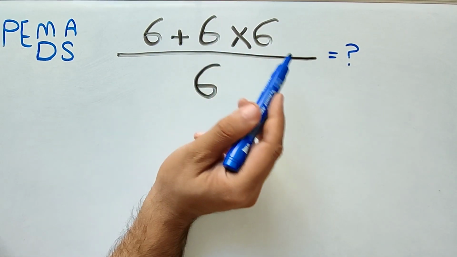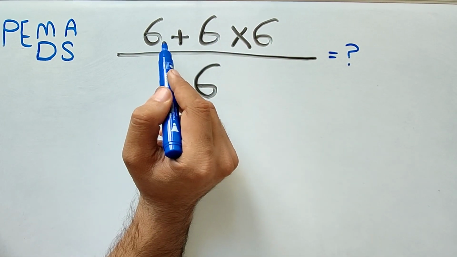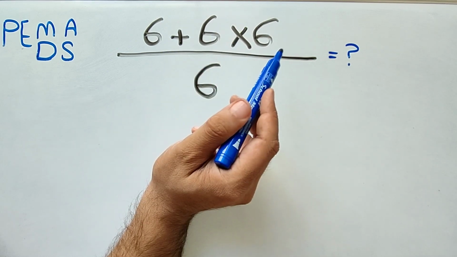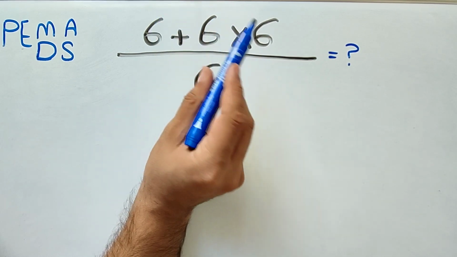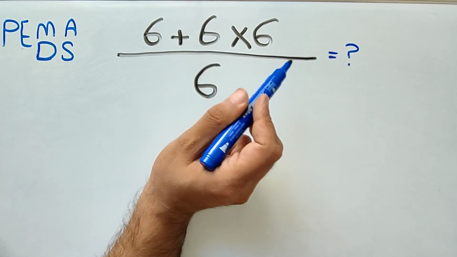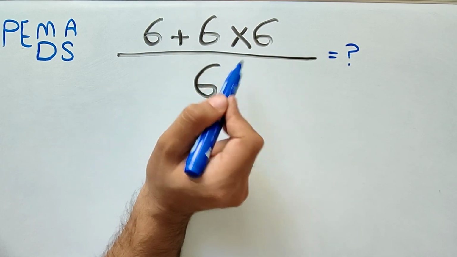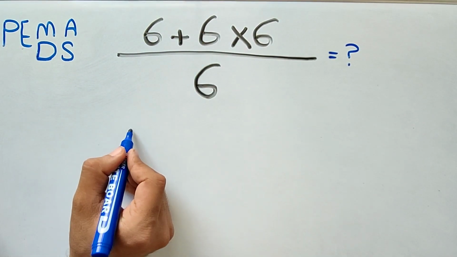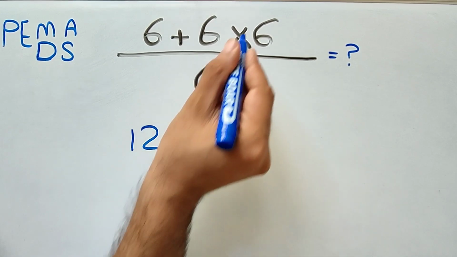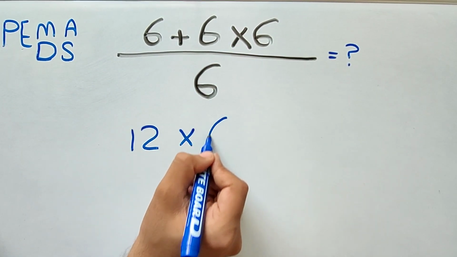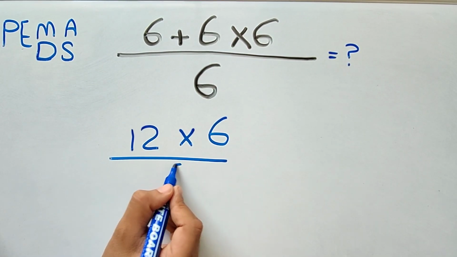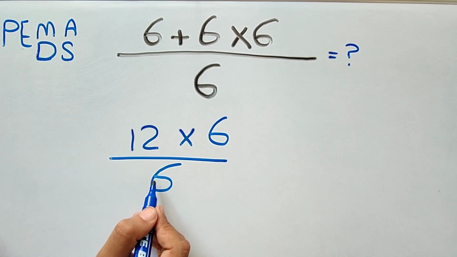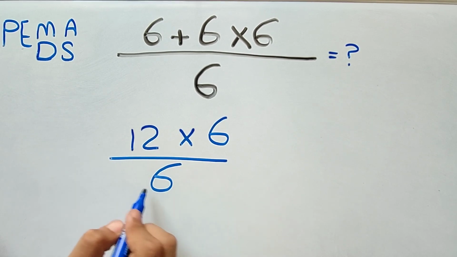We have one math expression here that we have to solve in this way. Maybe you solve this expression like this. First, 6 plus 6 gives us 12 times 6 over 6. And now maybe you simplify this expression.